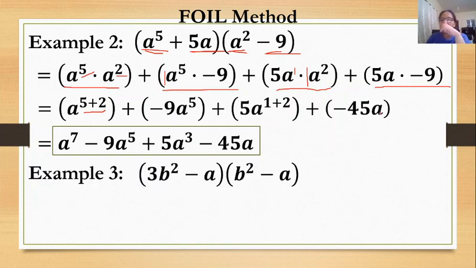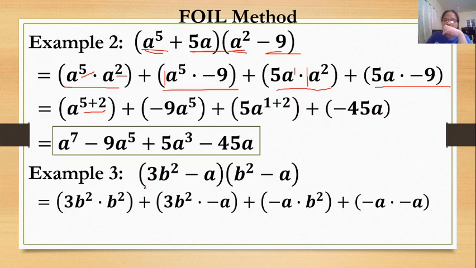Another example are the binomials 3b squared minus a times b squared minus a. So again, by FOIL method, F for the first terms, the product of 3b squared and b squared. O for the outer terms, the product of 3b squared and negative a. I for the inner terms, the product of negative a and b squared. And then L for the last terms, the product of negative a and negative a.